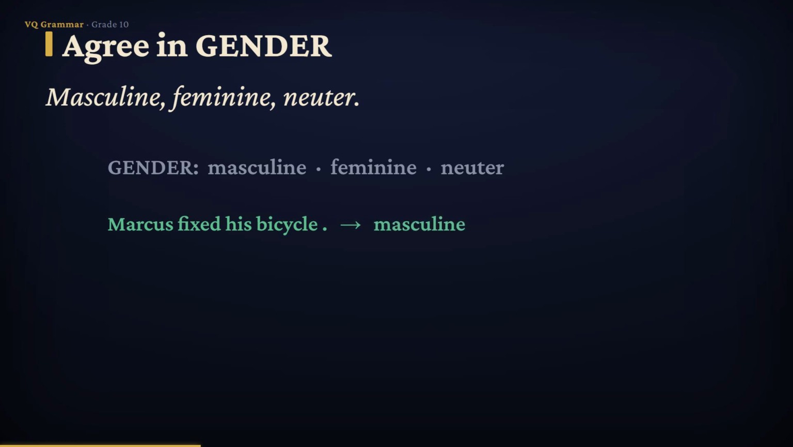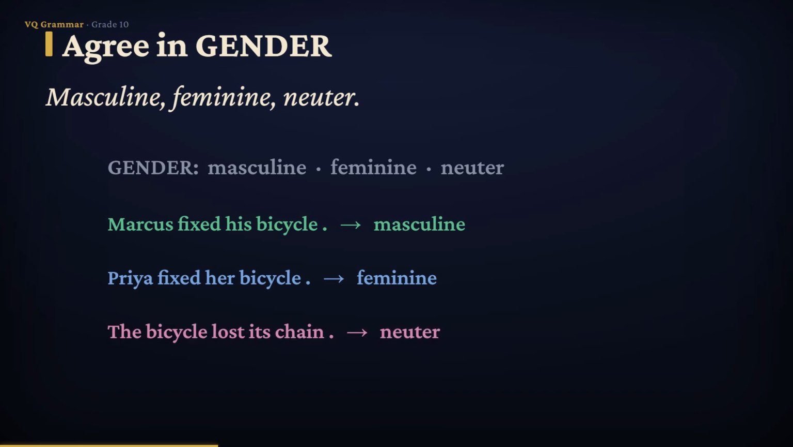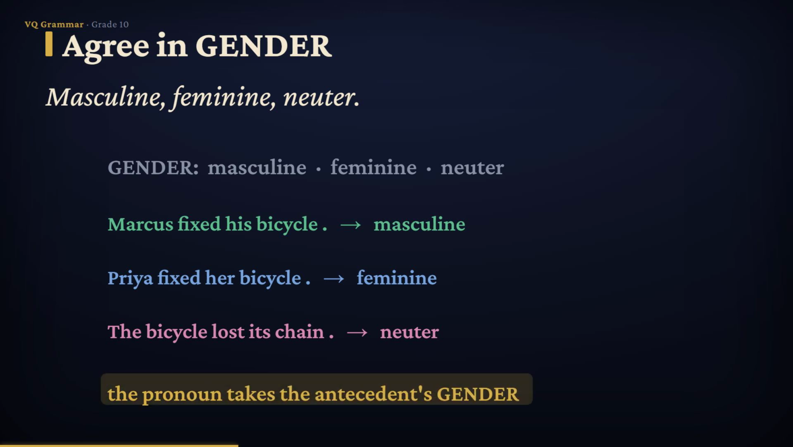Marcus fixed his bicycle. Marcus is masculine, so we reach for his. Priya fixed her bicycle. Priya is feminine, so we reach for her. And the bicycle lost its chain. A bicycle is a thing, neither he nor she, so we use the neuter pronoun its. Notice that the pronoun never gets to pick its own gender. It takes the gender of the antecedent every single time.